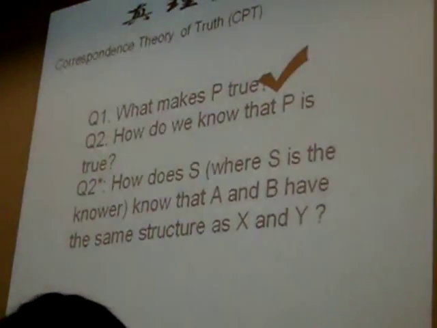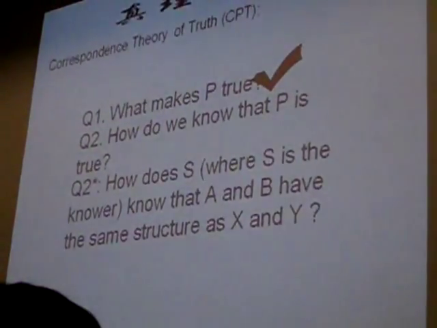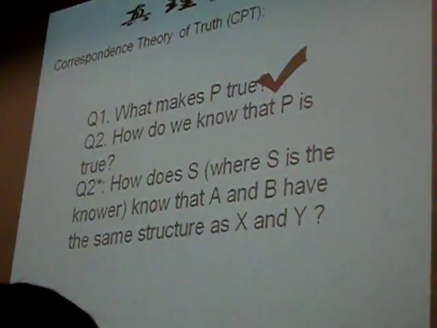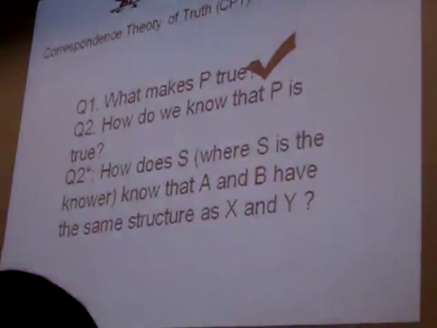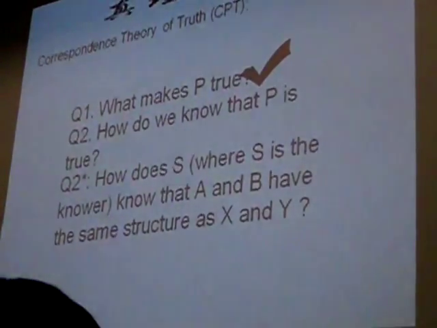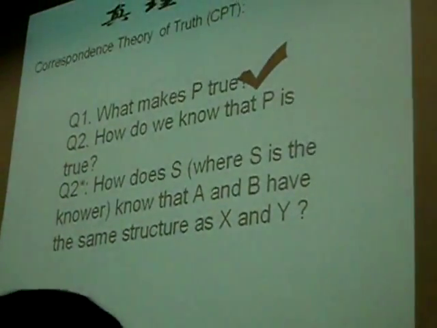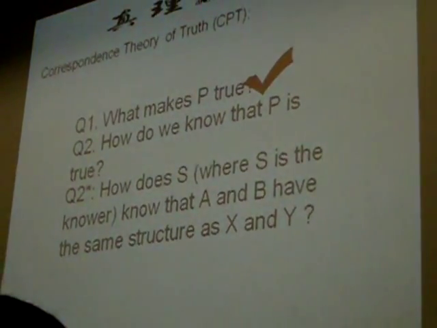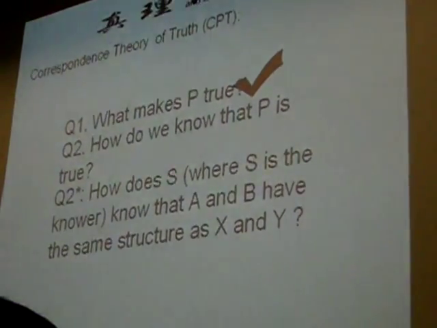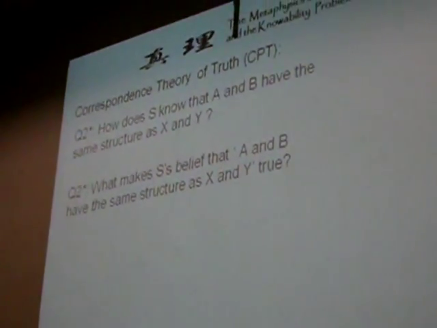Let's reformulate the question, Q2. Let's frame it within the criterion offered by CPT. So the reformulation is this. How does S, where S is the knower, know that A and B have the same structure as X and Y? But it's further reformulated, and let's use the language of epistemology. Let's use the concept of belief. What makes S's belief that A and B have the same structure as X and Y true?